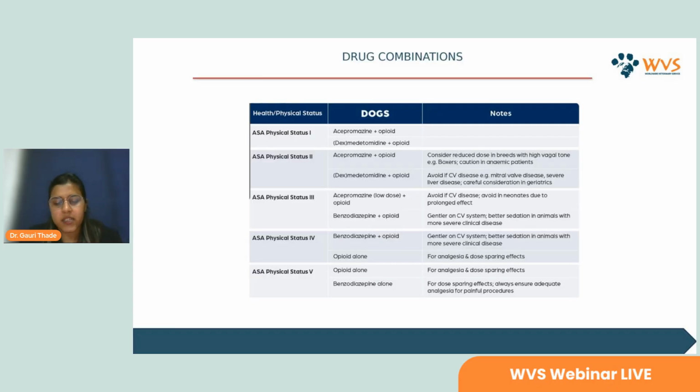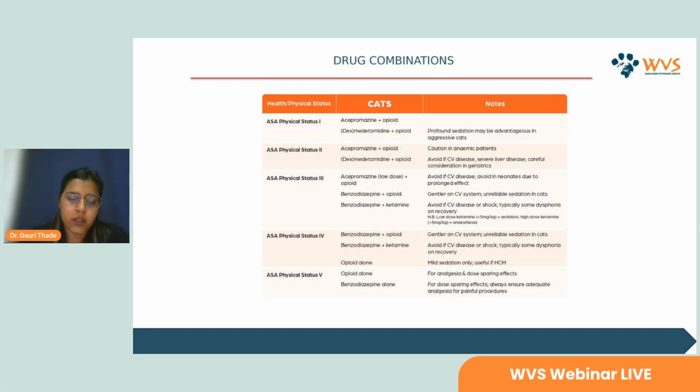Your ASA physical status can also help you determine your drug protocol. You can note here that as the ASA status increases to 3, 4, or 5, the use of acepromazine and dexmedetomidine is not recommended due to their ability to cause cardiovascular depression and hypotension. The case is the same in cats as well.